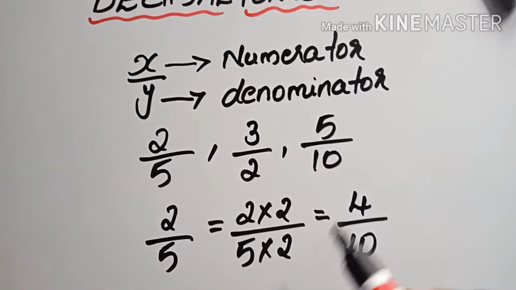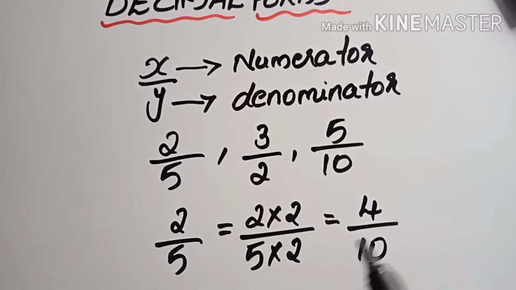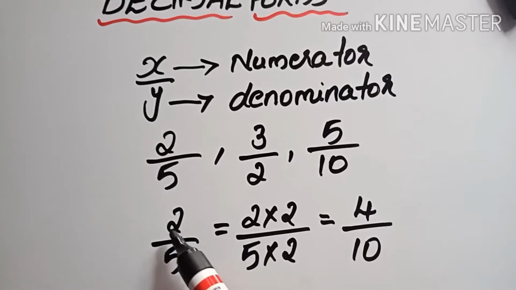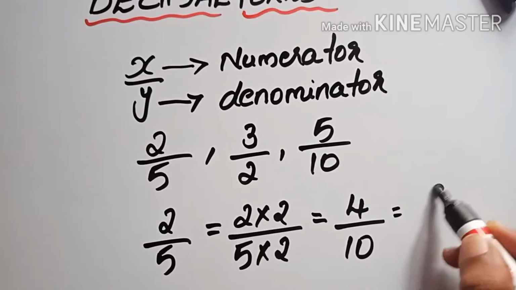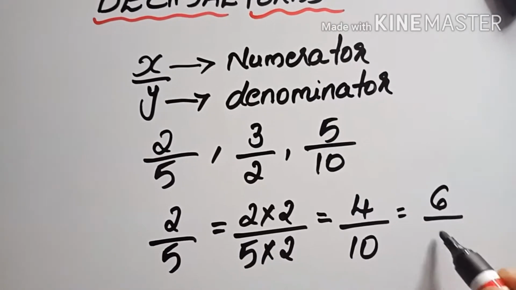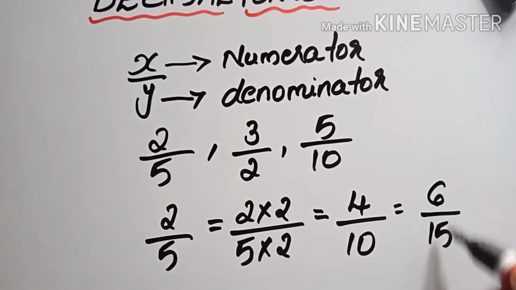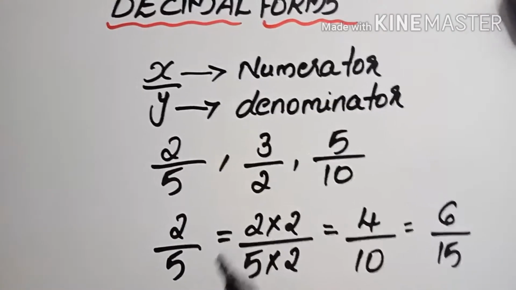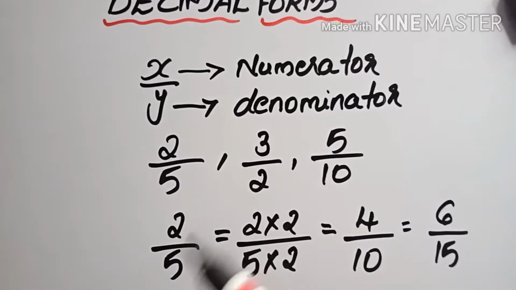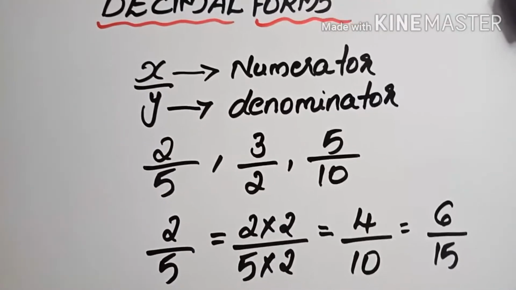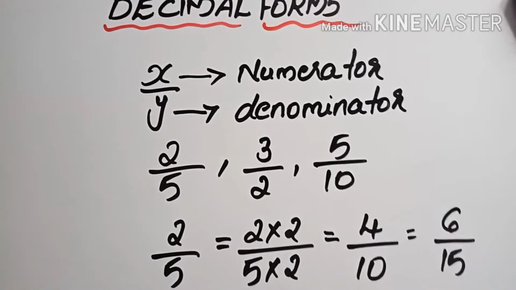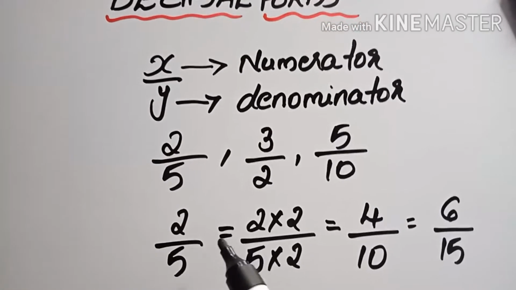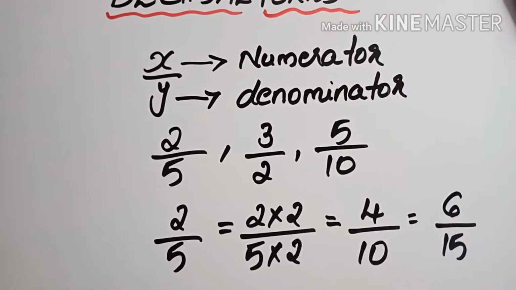Similarly, by multiplying with any number, we can write an equal fraction of 2 by 5. If you are multiplying with 3, then 3 twos are 6, and 5 into 3 is 15. So 6 by 15 is also an equal fraction of 2 by 5. Similarly, we can write equal fractions like this by multiplying with any number. The condition is that the same number must be multiplied with the numerator and the denominator.